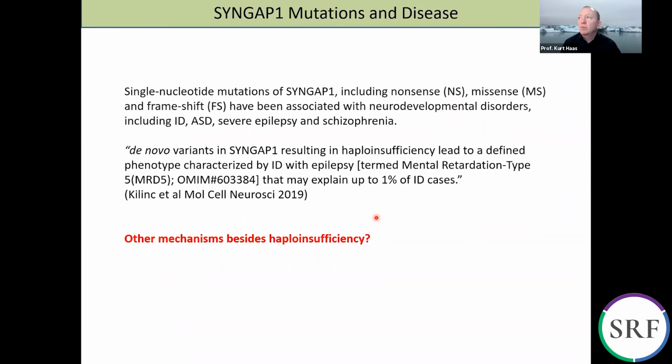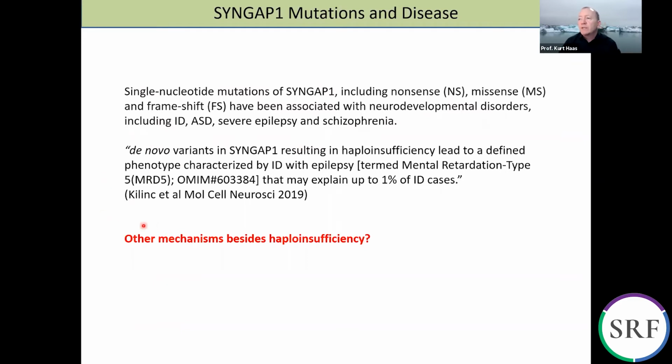We next moved to studying SYNGAP1. Clearly, there are many single nucleotide variants of SYNGAP1 that are being discovered. These include nonsense, missense, and frameshift mutations, and it's associated, as you well know, with ADHD, epilepsy, and schizophrenia.